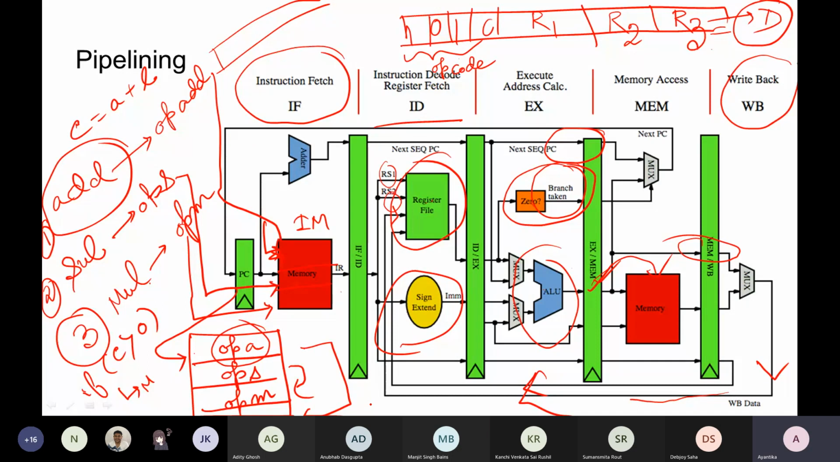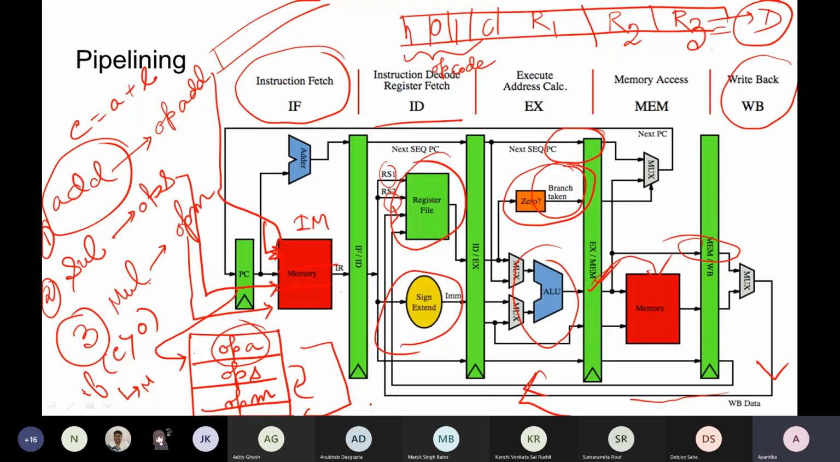This is the basic idea of how an instruction gets executed. Okay. So I hope these 5 stages are clear: instruction fetch, instruction decode, instruction execute, memory access, and write back.